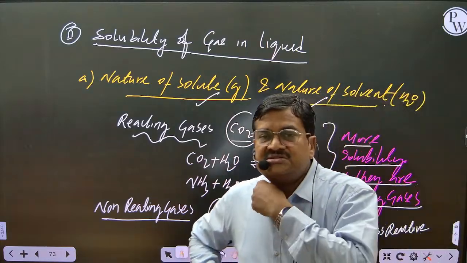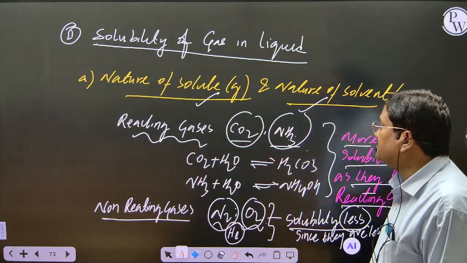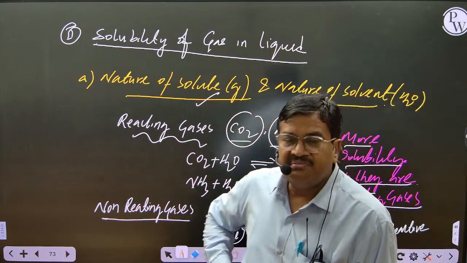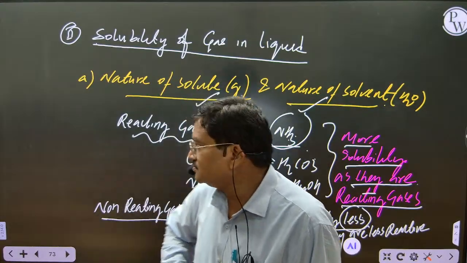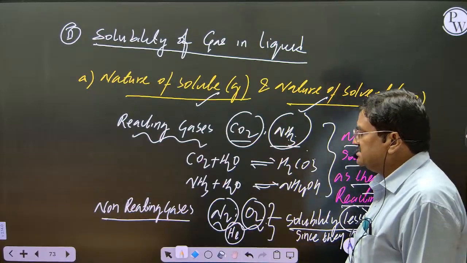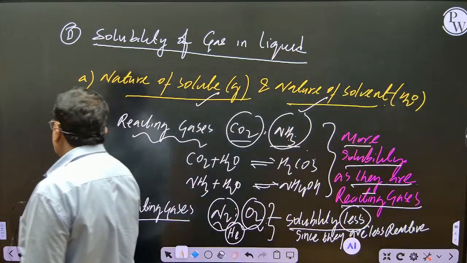Are you following, students? This is what nature of solute and nature of solvent. Now write B, effect of temperature. How will temperature have influence? Copy them all of you. Nature of solute, nature of solvent. Next write second factor. Now see, second factor, temperature.